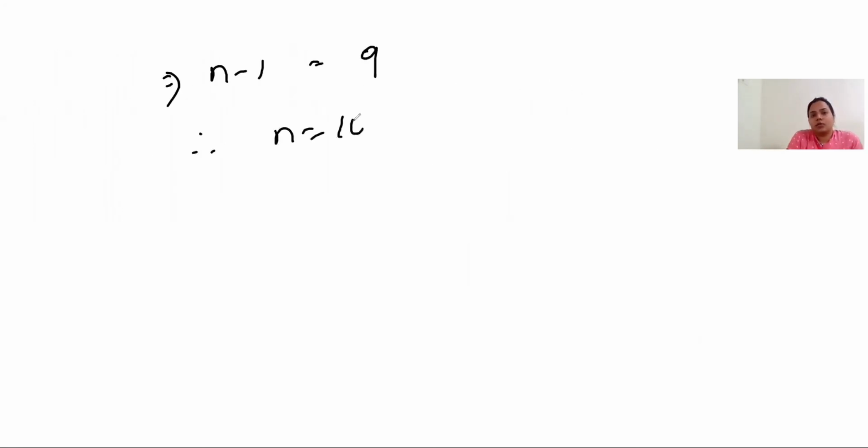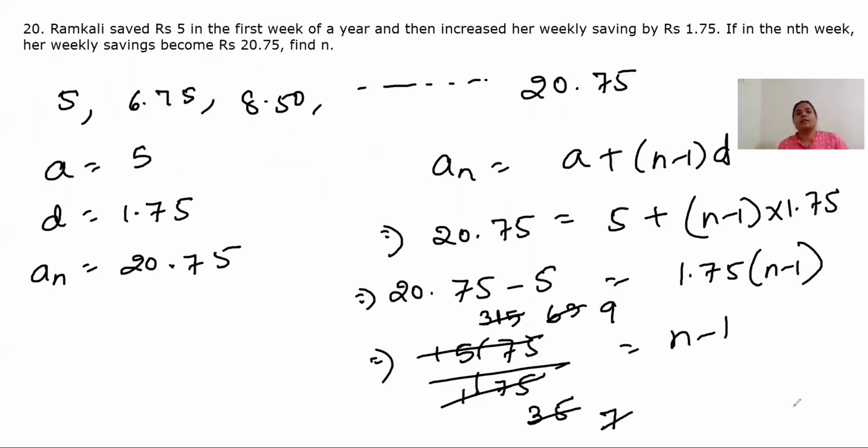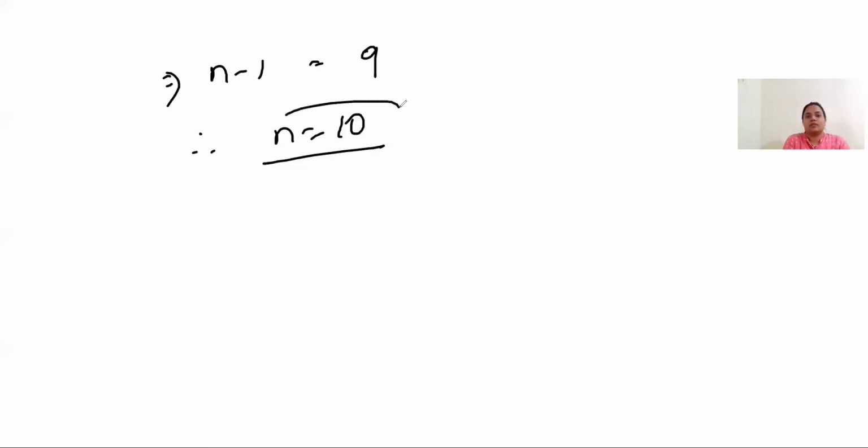Therefore, N is equal to 10. Hence, in the 10th week, her savings become 20.75. N is equal to 10. So this was the last question of exercise 5.2. We have completed it, and in the next video we will do exercise 5.3. Till that time, keep practicing the questions.